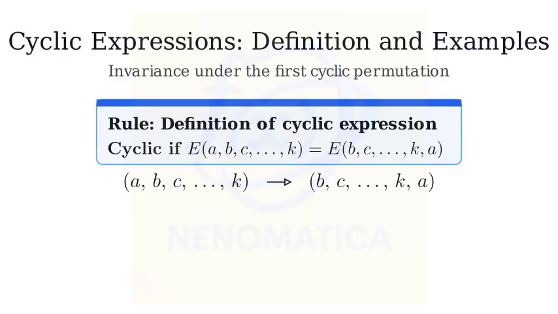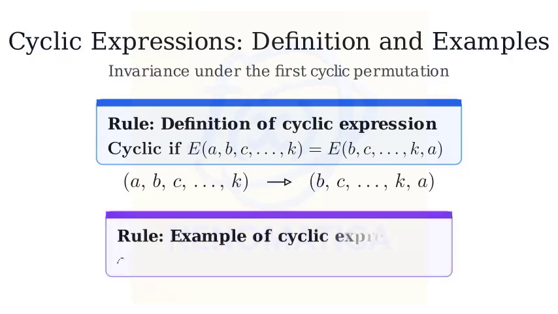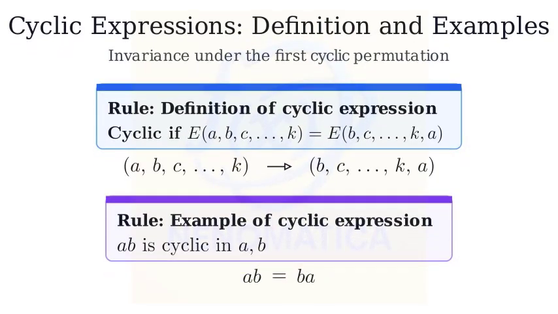The product AB is cyclic in 2 variables A and B. Step 2. Example. Because the first cyclic permutation swaps A and B, and AB equals BA, the expression does not change. Example of a cyclic expression in 3 variables.